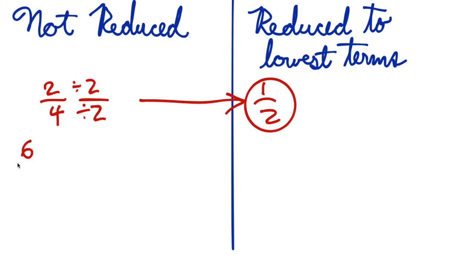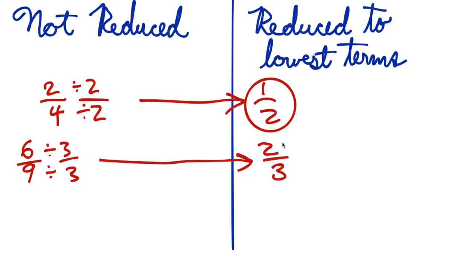Let's have, say, 6 over 9. Both the numerator and denominator in this case are divisible by 3. And if you do that, then you have 2 over 3 as your answer in lowest terms. That's a fraction in lowest terms. We'll do one last example here.